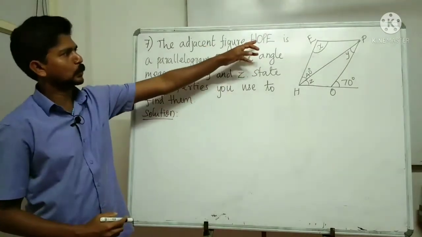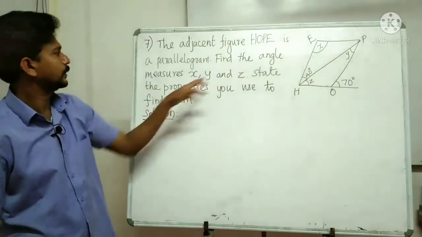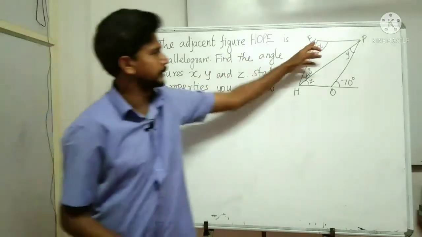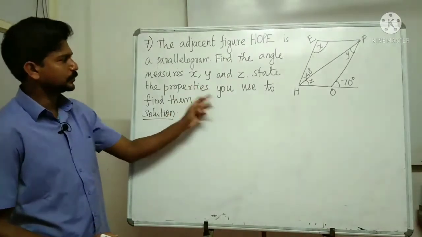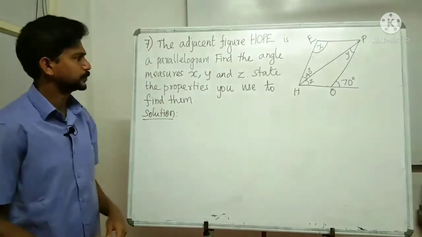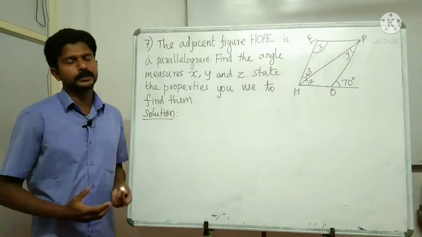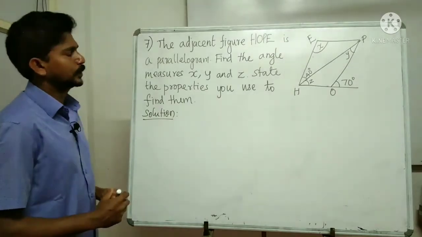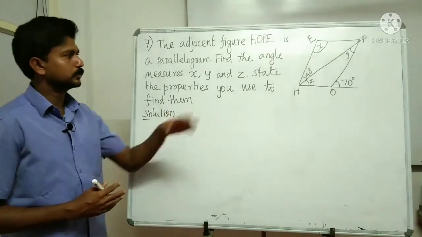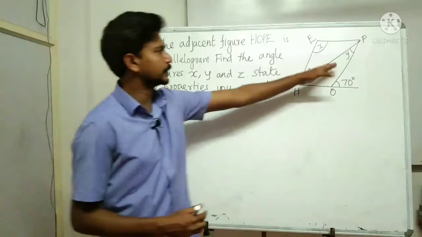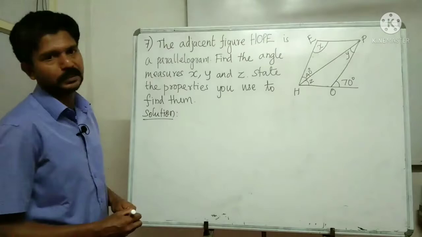In the adjacent figure, HOPE is a parallelogram. Find the angle measures of x, y, z, and state the properties you use to find them. So we have to state which property we are using to find each one. We can use the properties of a parallelogram or any other figure. For example, here we are getting a triangle, so we can use the properties of a triangle also to find out. Let us see how to find it.